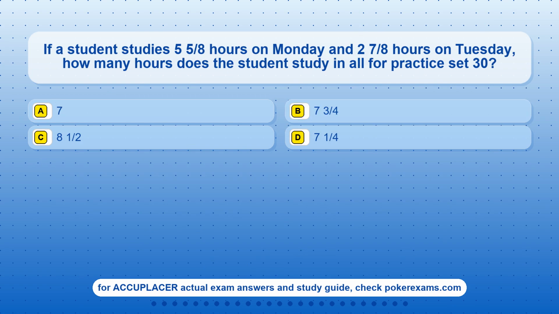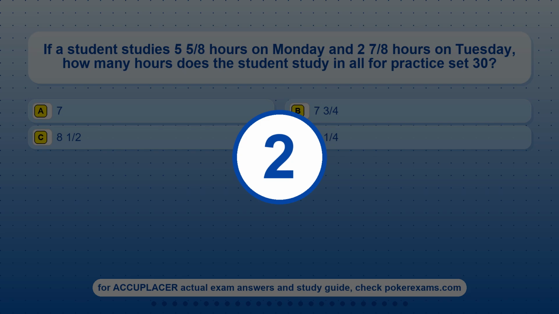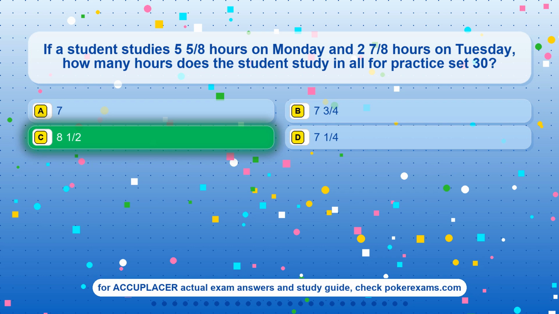Question 13. If a student studies 5 and 5/8 hours on Monday and 2 and 7/8 hours on Tuesday, how many hours does the student study in all for practice set 30? Option A, 7, option B, 7 and 3/4, option C, 8.5, option D, 7 and 1/4. The correct answer is option C, 8.5.